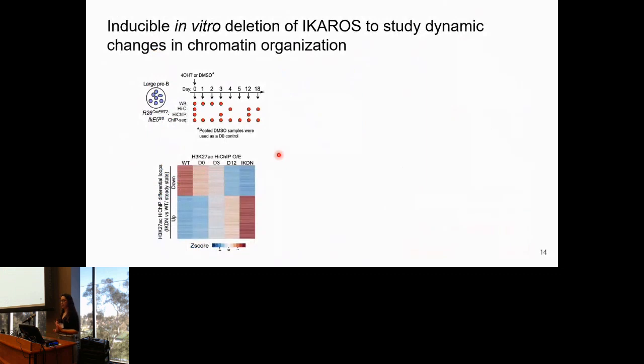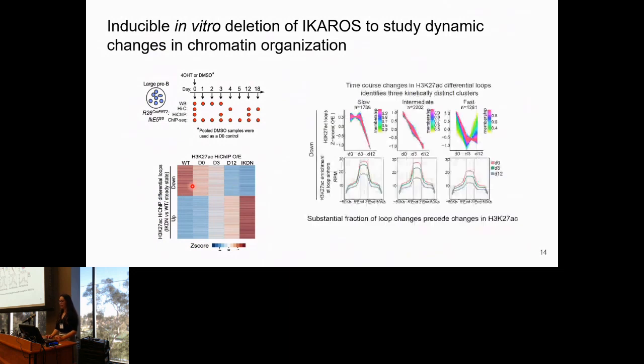Then, to study the dynamic changes in chromatin organization, we perform an inducible in vitro deletion of Icarus. And here we can see how the differential loops that were identified in wild type versus IKDN are progressively changing. And then we cluster these interactions to see if we can extract different clusters of interactions that were changing at different rates. And we identify these three main clusters where we have interactions that are slowly changing and also fast changing. And when we look at the enrichment of H3K27 acetylation at these anchors, we saw that a substantial fraction of loop changes precede changes in H3K27 acetylation.